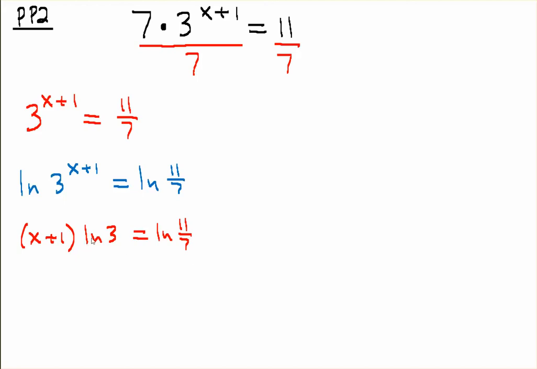Sweet. Okay. At this point, depending on what you want to do, I prefer getting rid of parentheses, of course, and then moving our way through. So I would probably multiply through the ln of 3 because we're always taught to get rid of parentheses by distribution here. So ln of 3 times x, or x ln of 3, plus ln of 3 times 1, or just ln of 3, is equal to ln of 11 over 7.